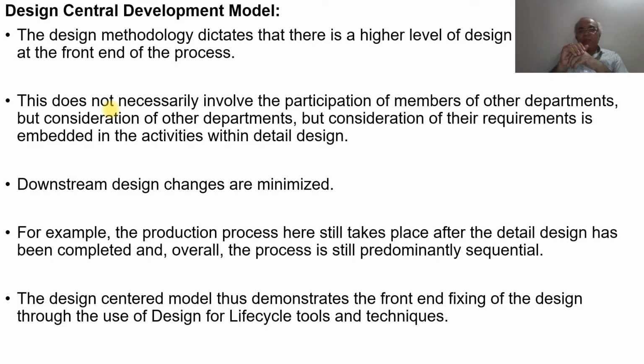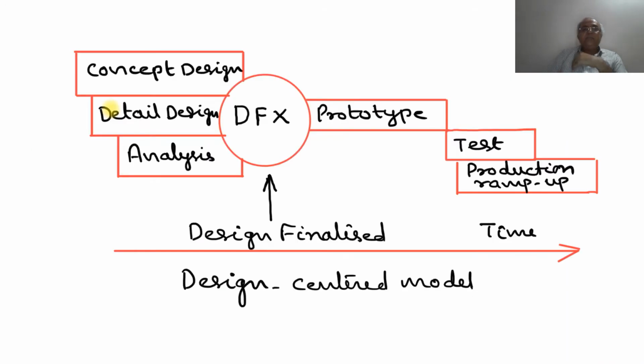For example, the production process still takes place after the detailed design has been completed, and overall the process is still predominantly sequential. The design-centered model thus demonstrates the front-end fixing of the design through the use of design for life cycle tools and techniques. So here we have the design-centered model, wherein we have the concept of design, detailed design and analysis on one side, that is the front end. Then we have the prototype, then testing and production ramp up. As the design is finalized, this part will be the production part, and this will be the product design part. So this is how the design-centered model works.